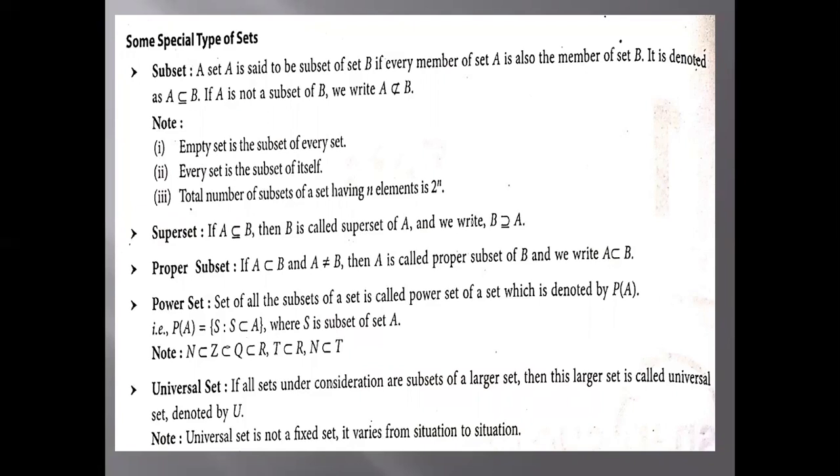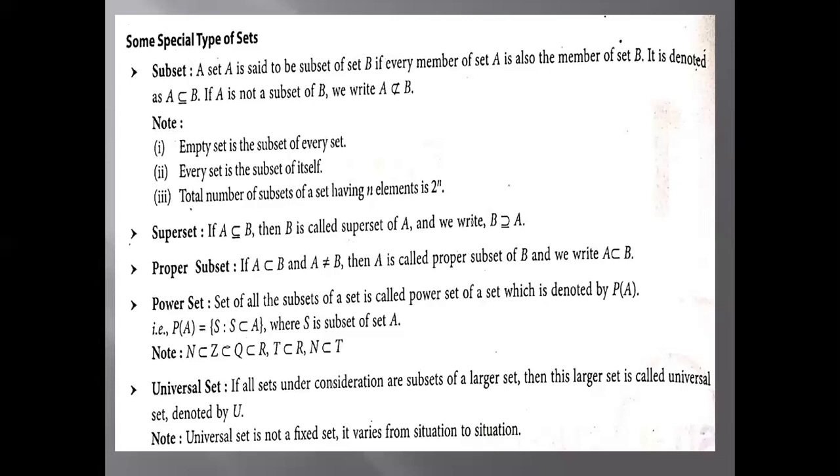It is usually denoted by A is a subset, or sometimes it may be an equal set also. So A is a subset or equal set of B. If A is not a subset of B, then we can write it as A is not a subset of B. So next, some important notes which we need to remember.